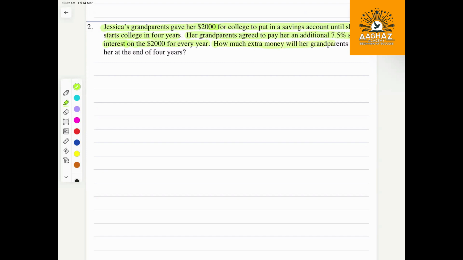How much extra money will her grandparents give her at the end of 4 years? So the time in this question is 4 years. Simple. In the last part of the question, they said how much at the end of 4 years. So time is 4. And more importantly, the rate is also given yearly, for every year.